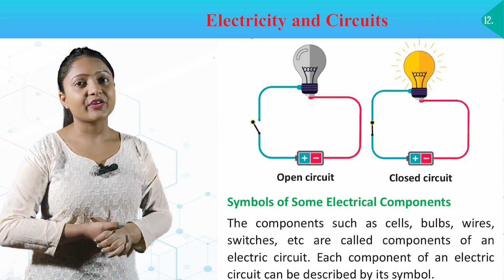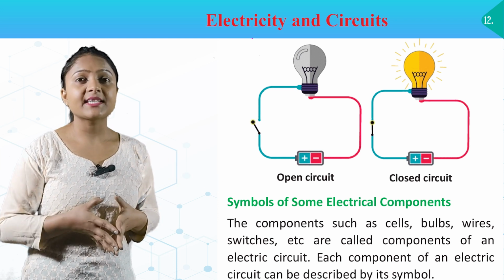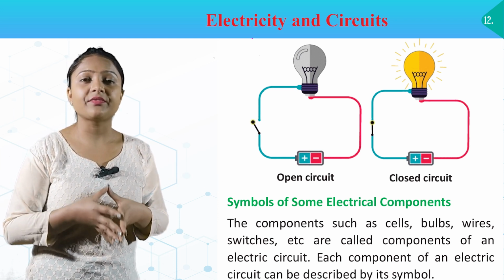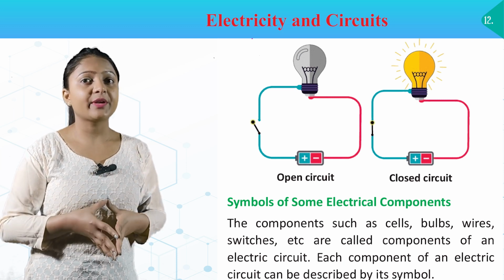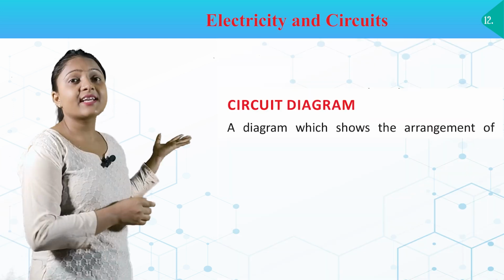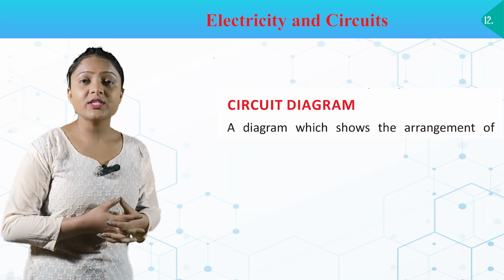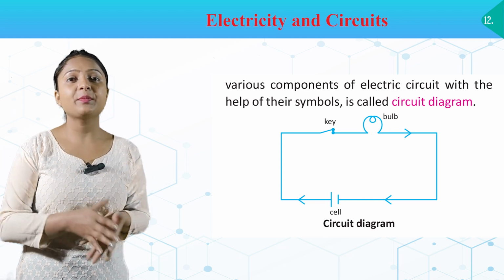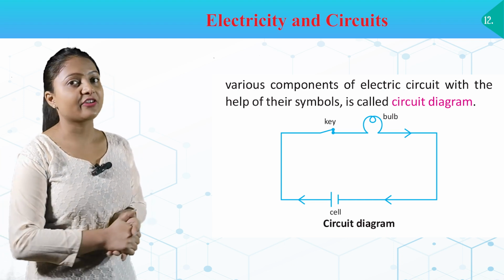Symbols of some electrical components. The components such as cells, bulbs, wires, switches, etc. are called components of an electric circuit. Each component of an electric circuit can be described by its symbol. Circuit diagram. A diagram which shows the arrangement of the various components of an electric circuit with the help of their symbols is called a circuit diagram.